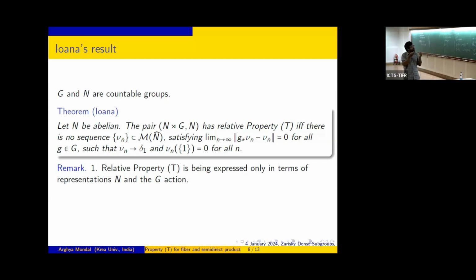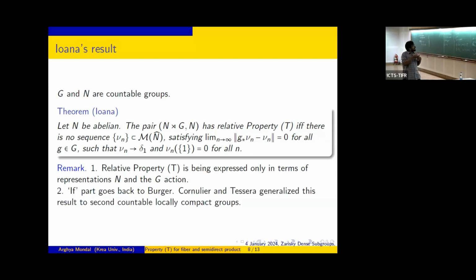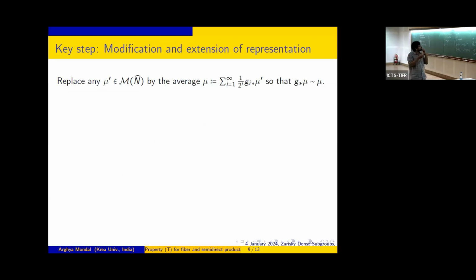Okay, so this is the remark that, as I said, I like this result because relative property T is being expressed only in terms of representations of N and the G action. And the if part goes back to Burger. I would also like to say that this result has been generalized by Cornulier and Tessera to second countable locally compact groups. And now, again, the key step here is extension of the representation from N to N semidirect product G. And in this case, we cannot just extend it immediately. We have to do a modification.